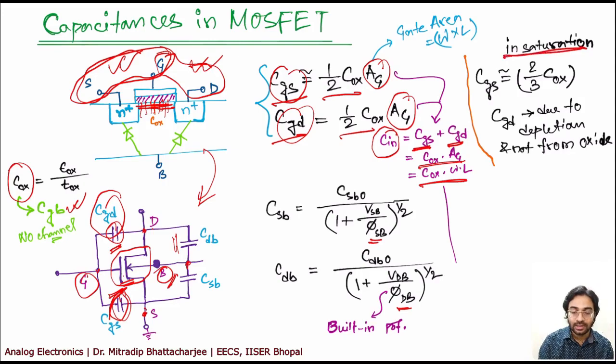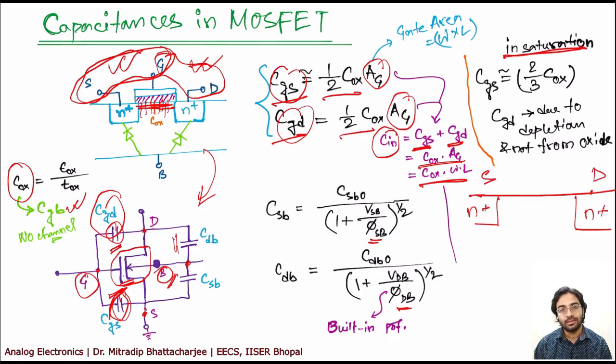However, in saturation, if you look at the saturation condition, what happens? This is your N plus, this is your N plus, this is your drain, this is your source. In case of saturation, your channel is going to reduce like this, right? Most of your Cox will appear towards the source side. However, on the drain side, you will find a depletion capacitance due to the formation of the depletion layer, which is increasing, right?